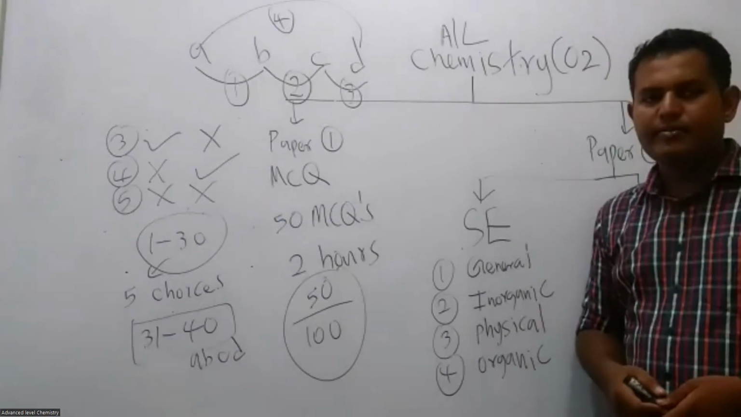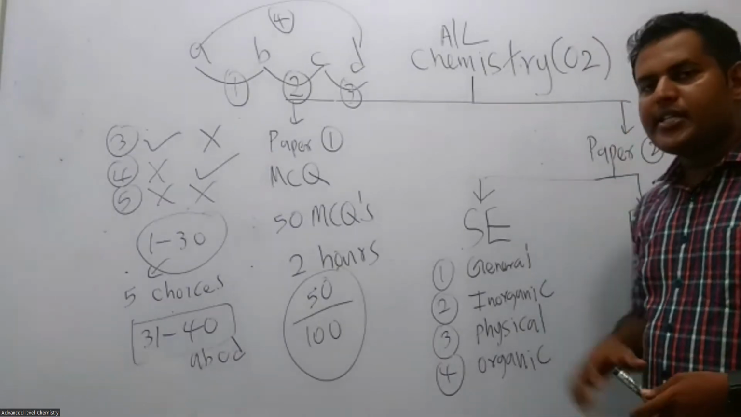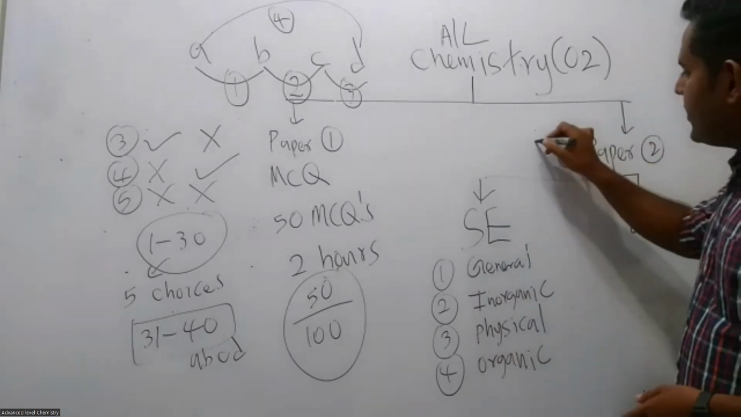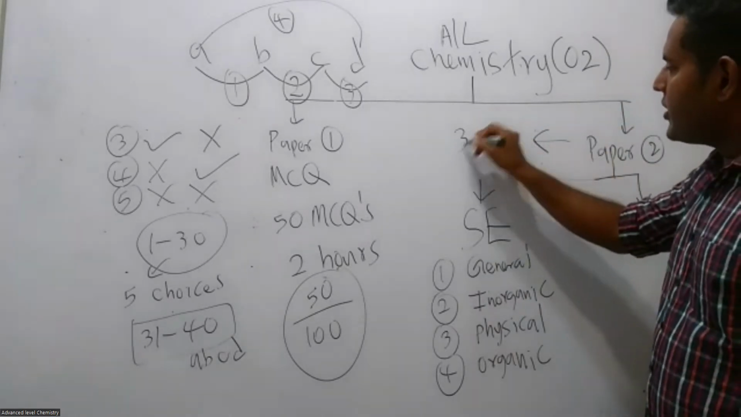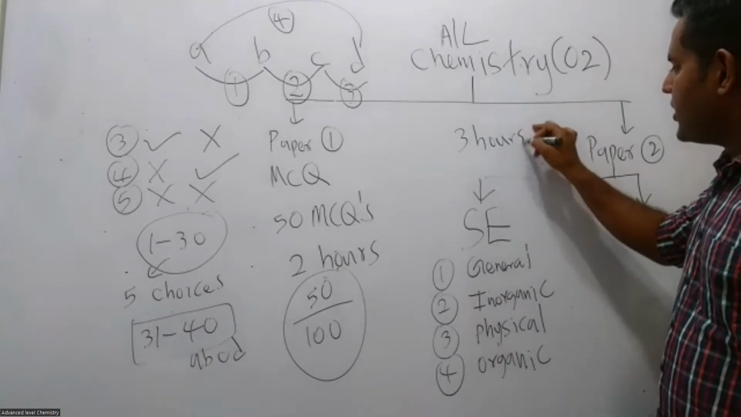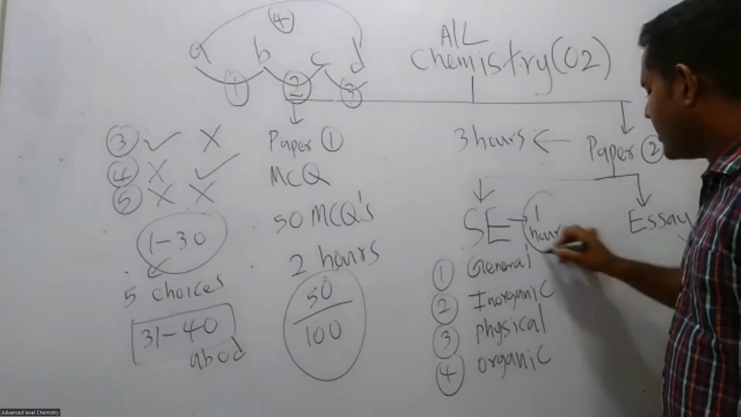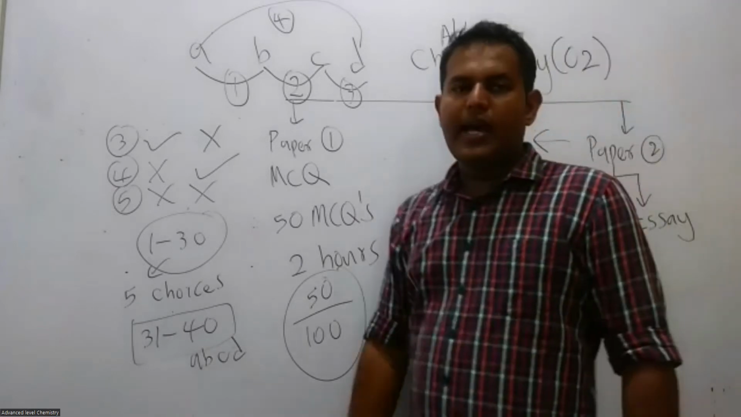Here, right? That is the structured essay paper. Is it compulsory? Yes, all 4 questions are compulsory. How many hours do you get for paper 2? That is 3 hours. Out of the 3 hours, you have to allot 1 hour to the structured essay paper.